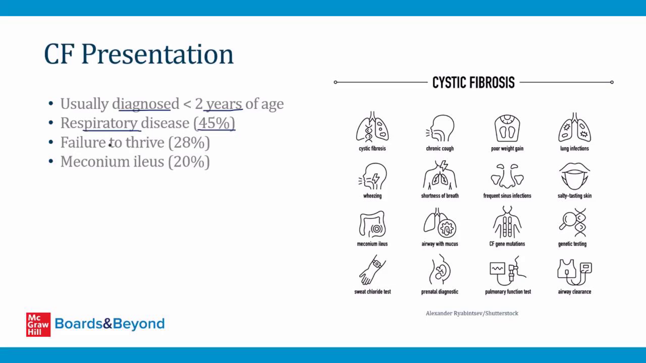The other 2 ways children are diagnosed are with failure to thrive. This accounts for about 28% of diagnoses. Basically, the children just aren't growing normally because of recurrent infections of the lungs and malabsorption of fats. And then lastly, meconium ileus is another way that about 20% of children are identified. And we'll talk about this in just a second.